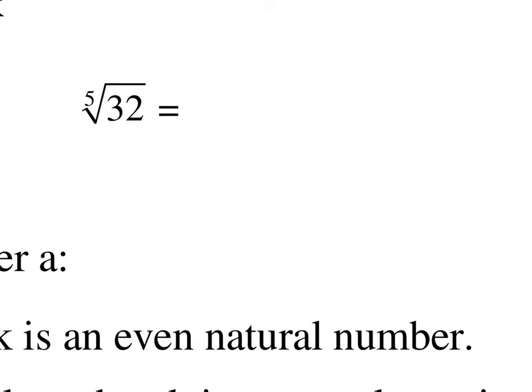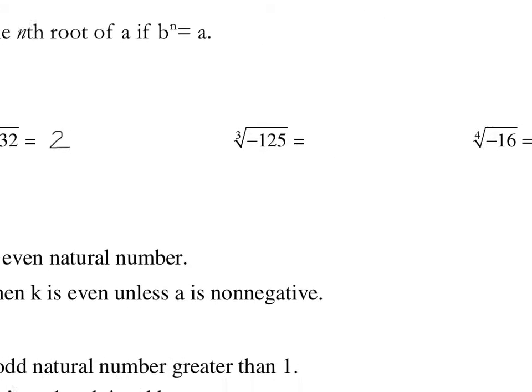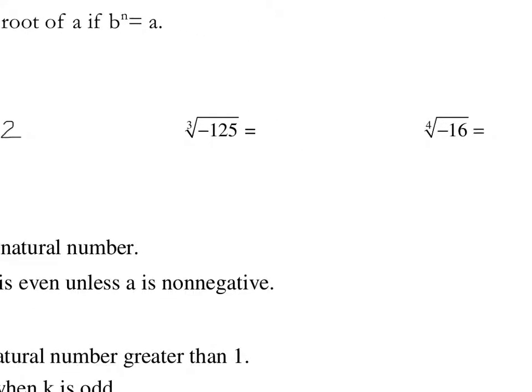The fifth root of 32, what number can you write down 5 times and you get 32? The number 2. What about the cube root of negative 125? The cube root of a negative number is negative, so I know it's negative. What number do I write down 3 times, multiply, and I get 125? Negative 5 is the cube root.